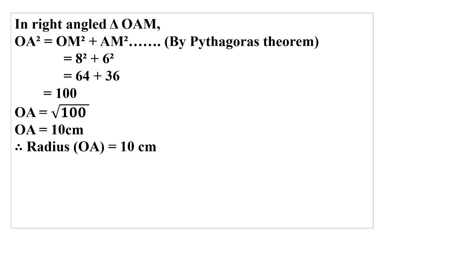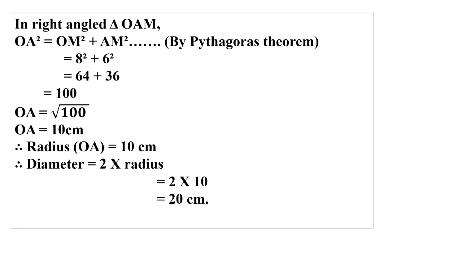Here we have to find the diameter. As we know, diameter is double the radius. So diameter equal to 2 into radius. 2 multiplied by 10, we get 20 cm. Therefore, the diameter of the circle is 20 cm.